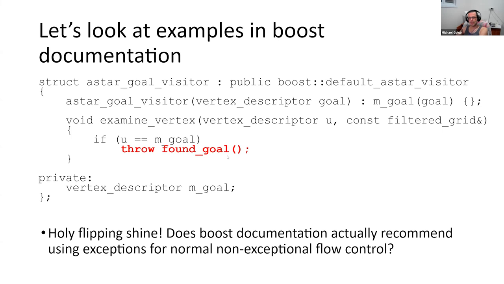So what is funny here is that the Boost documentation gives us an example of using exceptions for normal, non-exceptional control flow. Isn't it cool? No. Okay, you have a question? No, I think he just forgot his hand up out of shock from what you just showed. Okay. No, he said if we have questions, I said no questions. Trust me, this example is taken from the documentation. This is how you stop the Dijkstra search prematurely, okay?